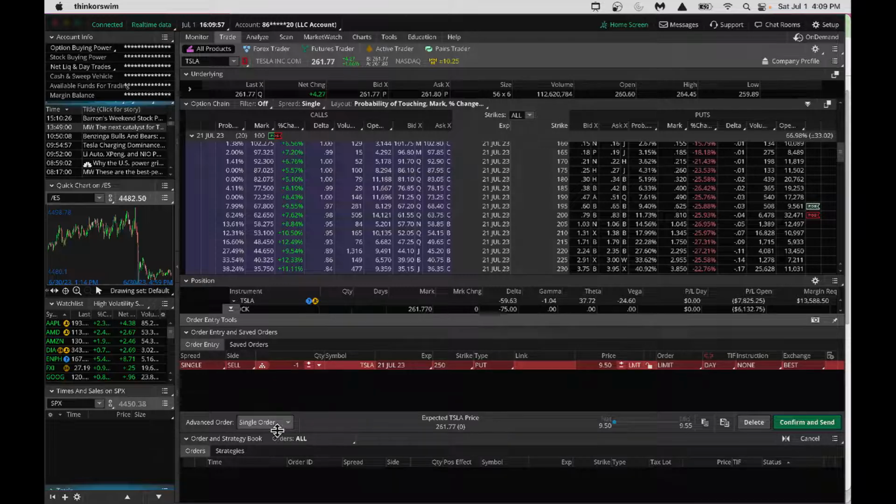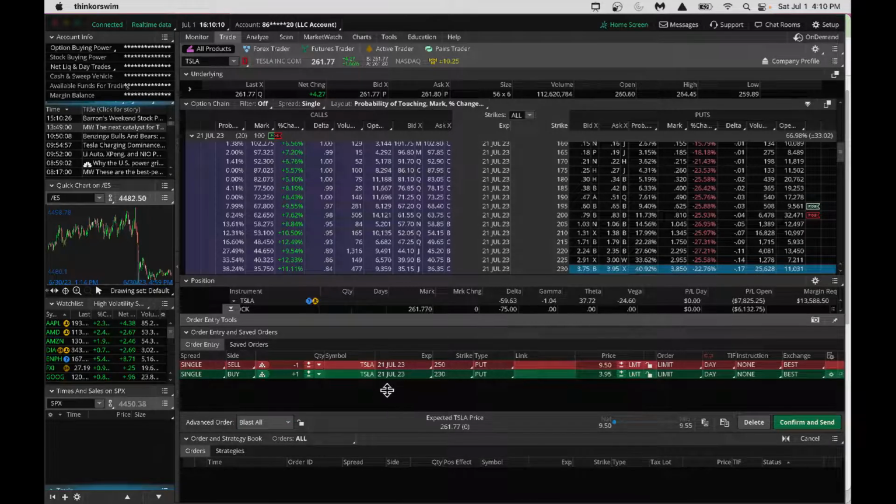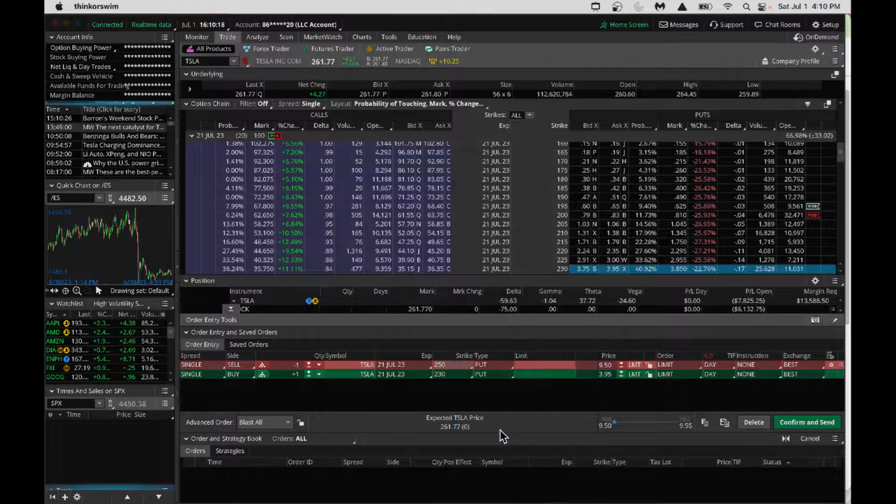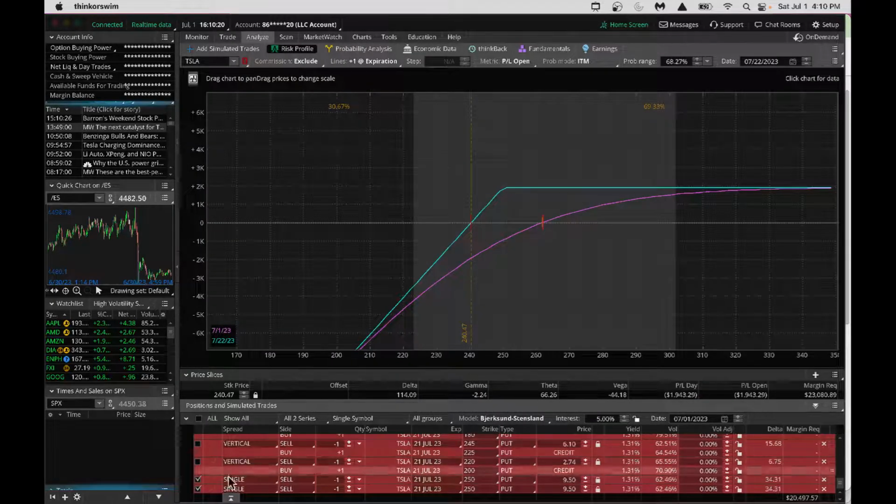So you can go here, instead of single order, you could say blast all, and you could basically buy the 230 put right here. Look, we got the 230 put. You could buy. Now we have a spread, as you can see here, and you could look at the profitability of this spread. We could go here to analyze trade, and I could remove the, okay, we got these two, that's good. So now we got a spread here, and look, as long as Tesla is above 240.47, we'll make money here.